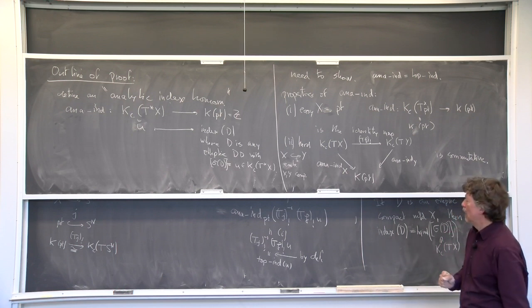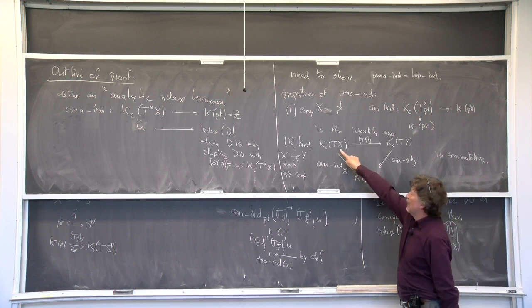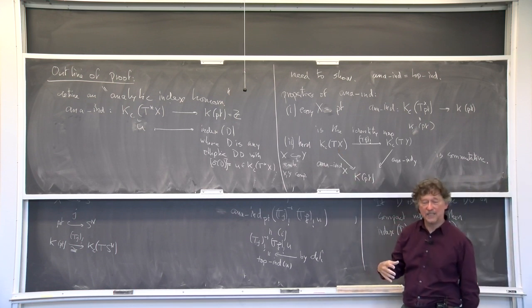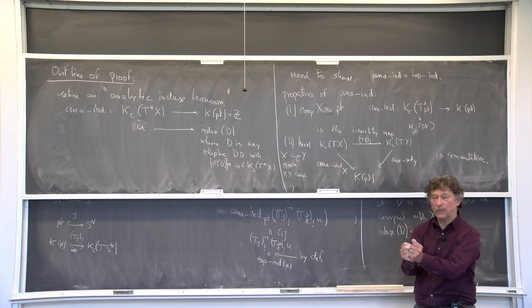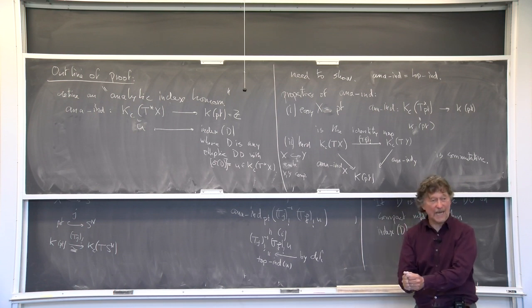Okay, how do you get all the other symbols? You get all the other elements in the K-theory of TX by taking your Thom class and multiplying with something that you pull back from your manifold. Okay, the principal symbol of what operator is that?